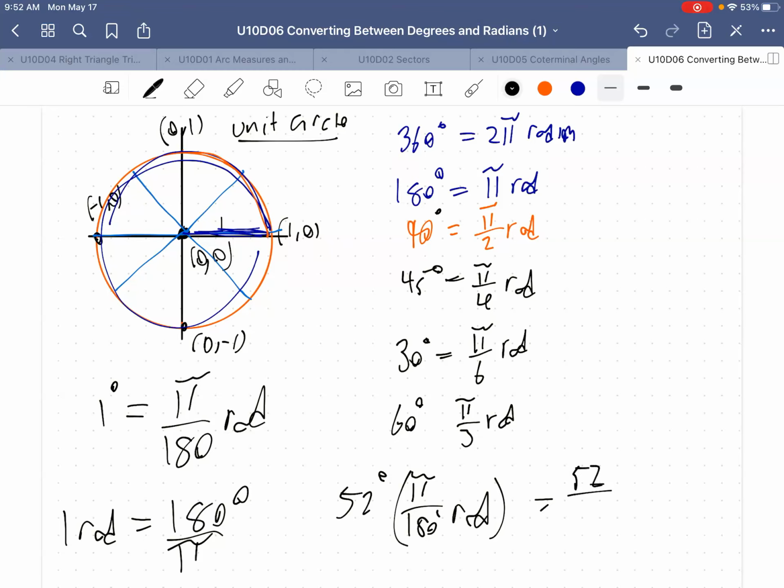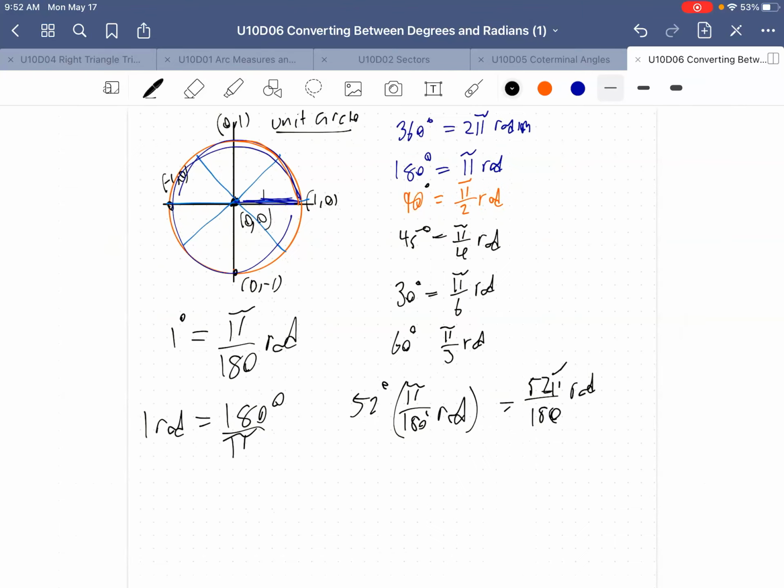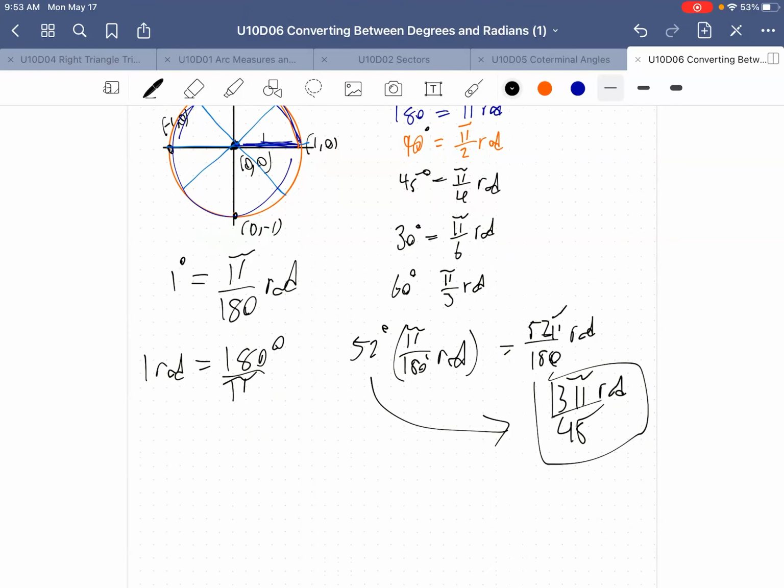So I get 52 pi over 180 radians, which we can then simplify as needed. 4 goes into both of those evenly, so that would be 13 pi radians over 45. So 52 degrees is equal to 13 pi over 45.